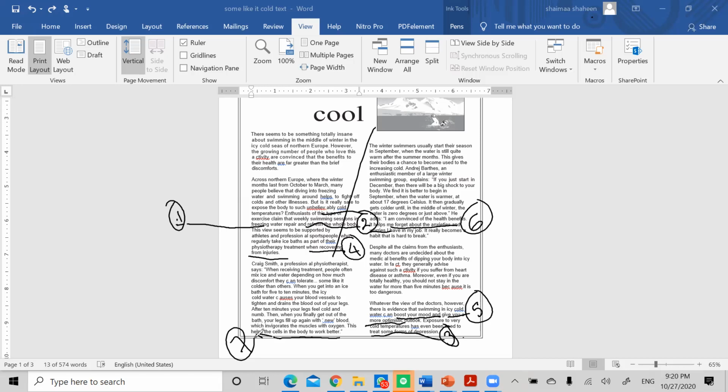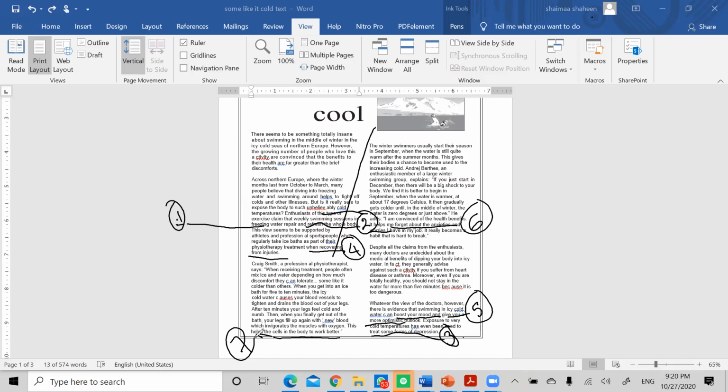it's in the third paragraph. It's in the fourth. Which is the first, 1, 2, 3, it's in the third line. This gives their bodies a chance to become used to the increasing cold.